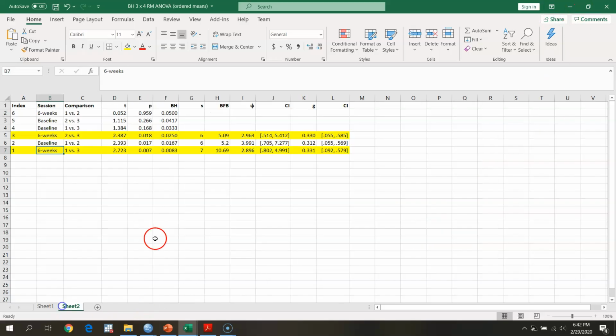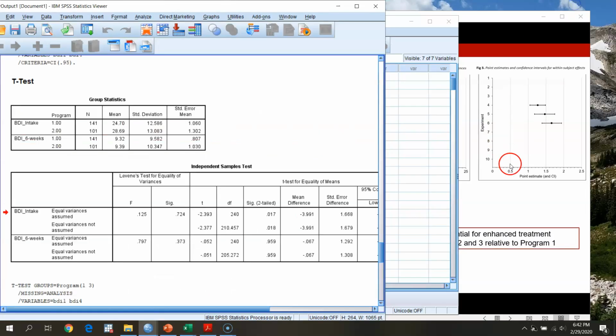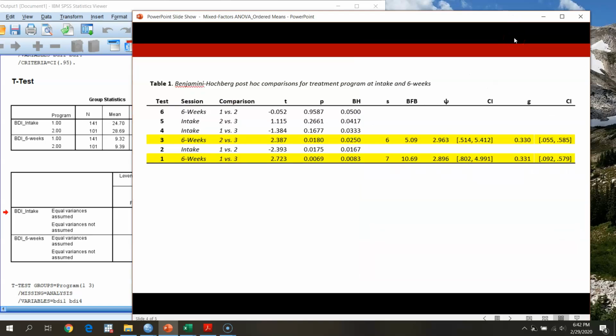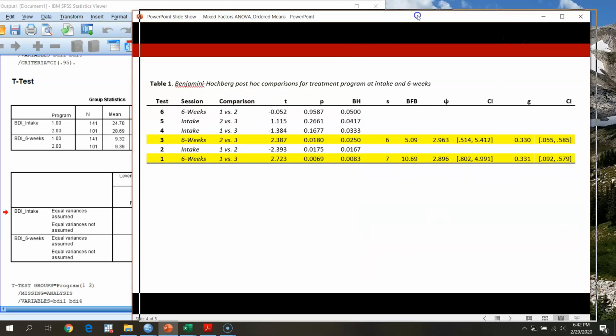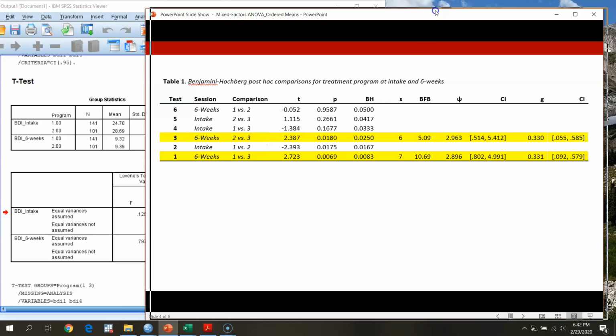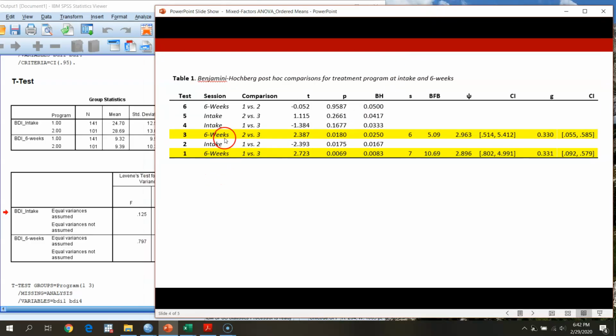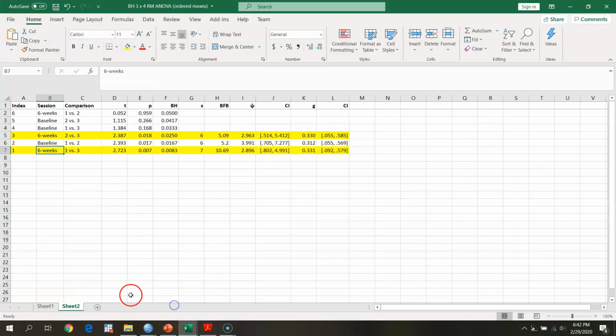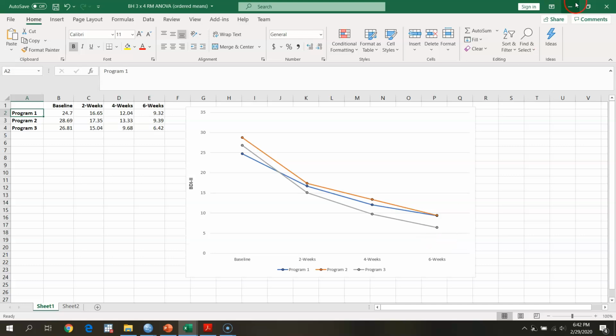Okay, so we can go down through and take a look at our stuff here. We paste this table in. This is where we got our Benjamini-Hochberg results, and we've highlighted the 2 tests that give us the most confidence that we do have evidence of something even under more stringent control: the difference between program 2 and 3 at 6 weeks, and 1 and 3 at 6 weeks. This is important because both of these tests correspond to differences at where people finish up.